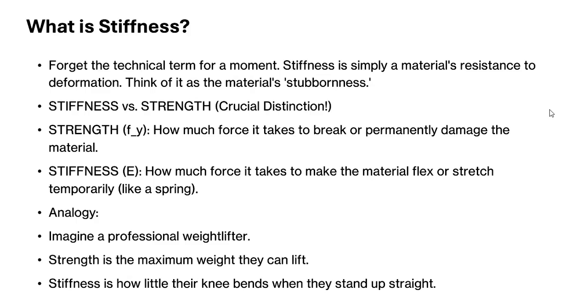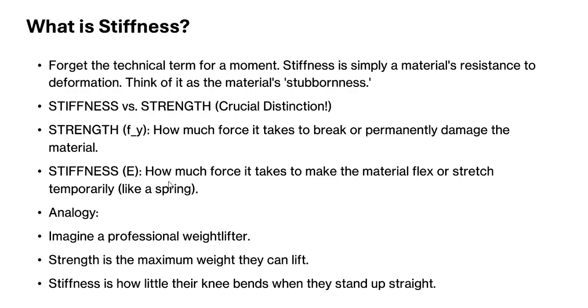So what is stiffness? For the time being, forget the technical term for a moment. Stiffness is simply a material's resistance to deformation. Think of it as the material's stubbornness. Stiffness versus strength: the strength is Fy, how much force it takes to break or permanently damage the material, so the material will not get back into its previous condition.